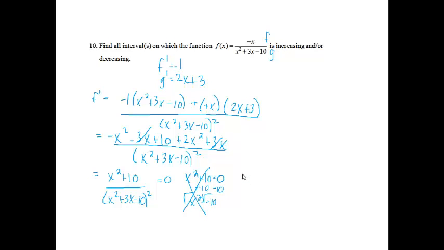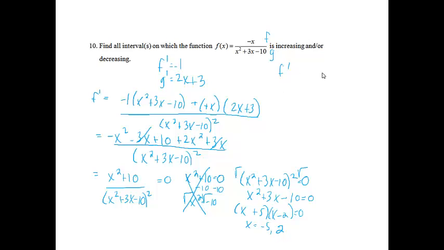The next part, if I set the denominator equal to 0, okay, first thing I do is to get rid of the square, I'd square root both sides. So I'm just going to be left with x squared plus 3x minus 10 equals 0. That will factor into x plus 5 times x minus 2. And so my critical values will be negative 5 and 2.